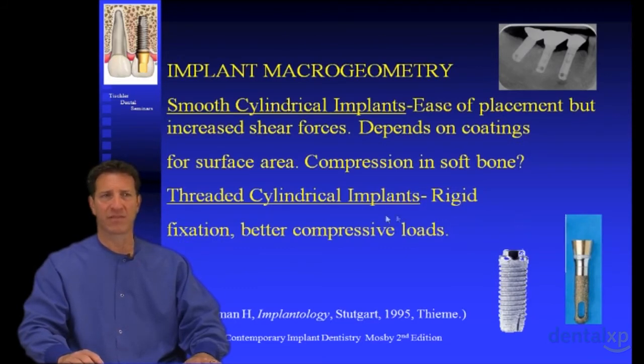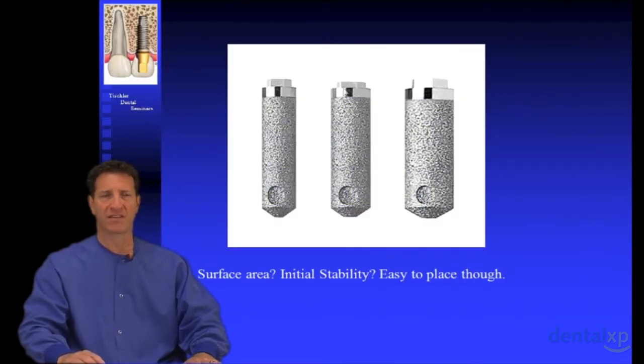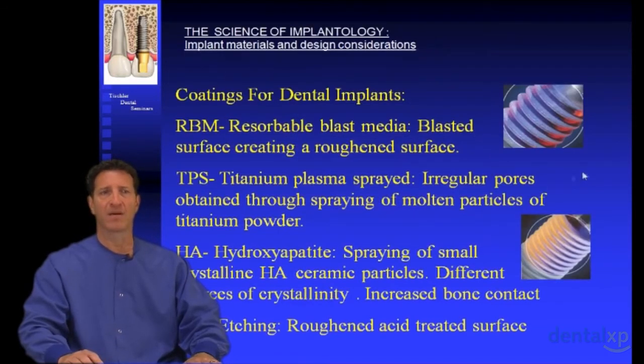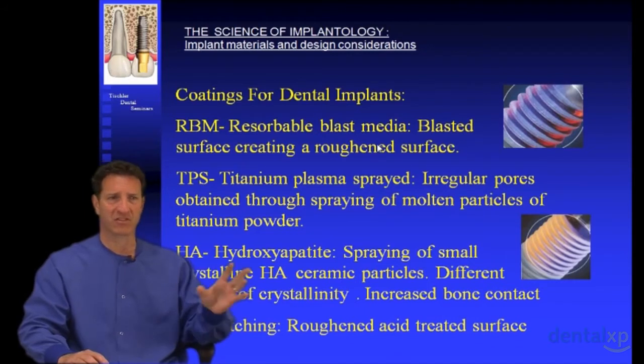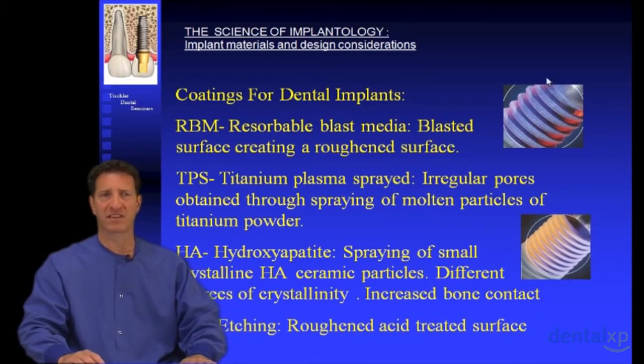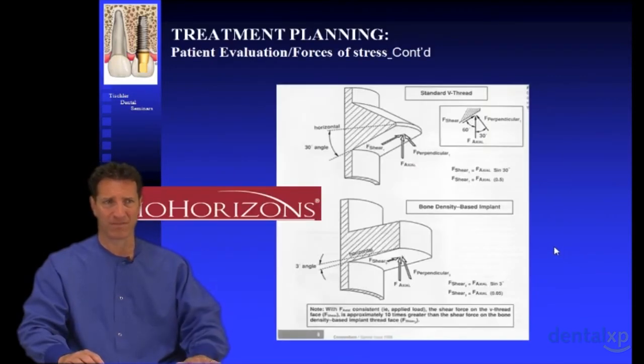We use threaded implants now because there's increased surface area. In the past, cylinder implants were used. And you can see there's just not as much surface area for the bone to kind of grab onto here. The body of the implant is coated with various things. Various companies have different processes where they blast it, coat it, and basically the bone wants a roughened surface on this implant to grab onto.